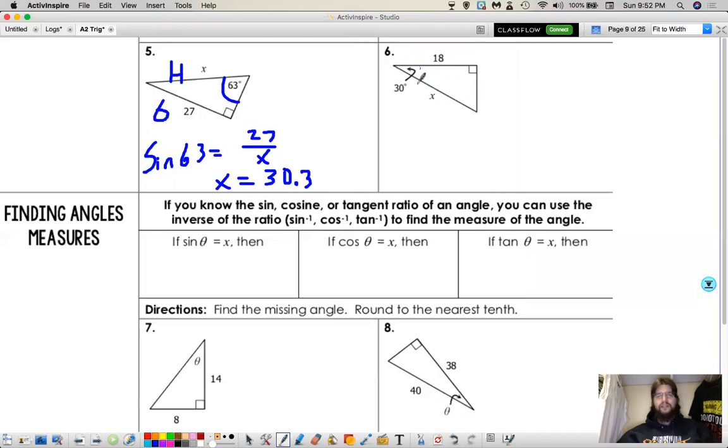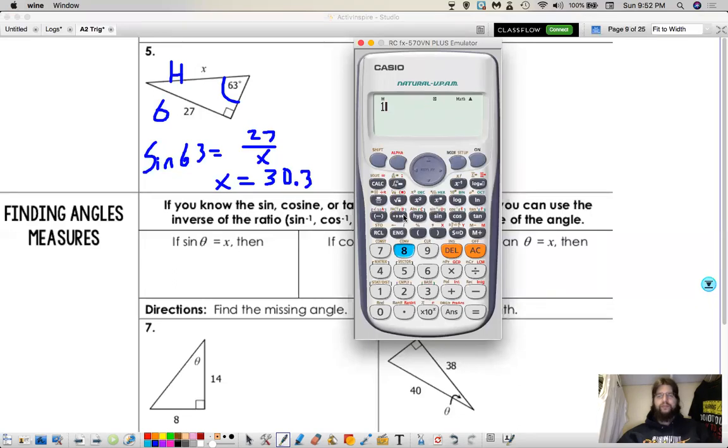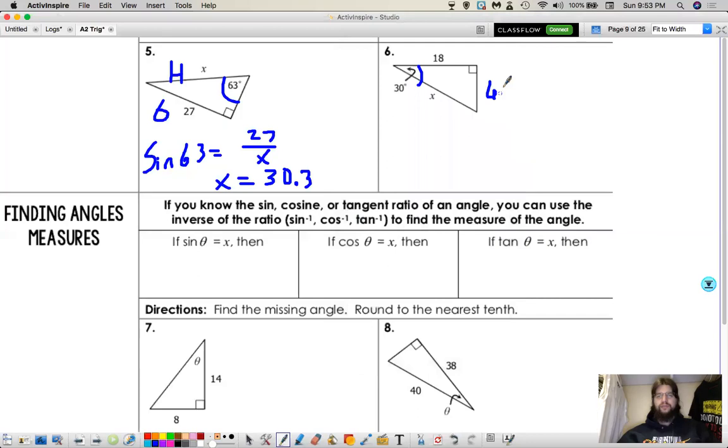Let's see, that's 30. Oh, hey, that's 30. I'm not going to do any work at all because this is my short leg. This is 18. Okay, maybe I will do work. I'm going to do it both ways. So you should be able to recognize this is your special right triangle. And to get this one, I divide 18 by square root of 3. This is 6 square roots of 3, making this 12 square roots of 3.